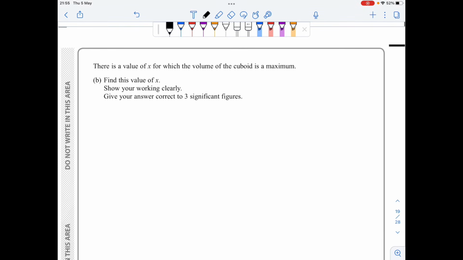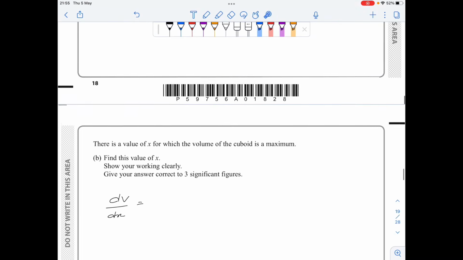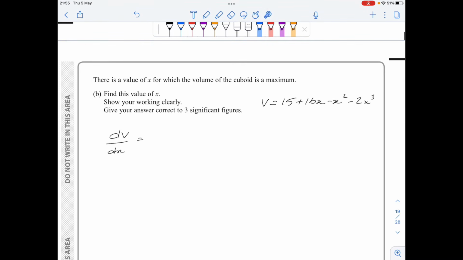For part B, to find the maximum volume, I will need to differentiate. So dV/dx is equal to, and let's rewrite this expression so I can have it on the next page. So 15, when you differentiate, it becomes 0. 16x will become 16 minus. For the next one, I'm going to bring the power down. It's going to be 2x, reduce the power by 1, minus, and then repeat again, 2 times 3 is 6, x to the power of 2. And this will be equal to 0.